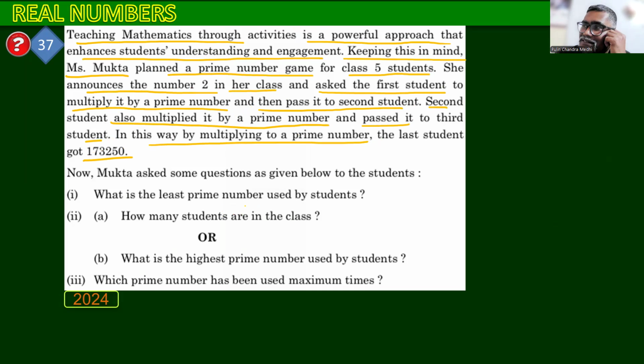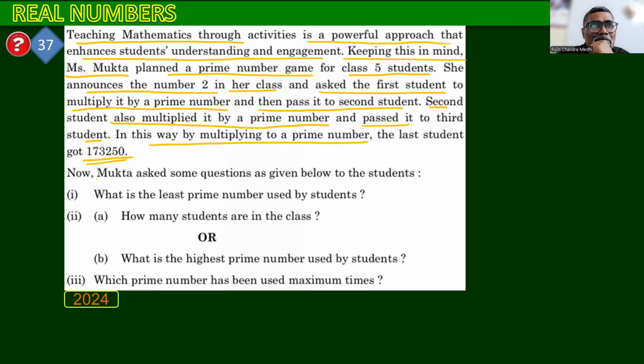Have you understood the process? Suppose I am giving you a number 2. You have to multiply this by any other prime number. Any other means you can multiply by 2 also. It's not told that you cannot multiply by 2. Whatever result you get, you pass it to the next friend. She or he will again multiply by a prime, and the process is continued for the whole class. And they have ended up with 173250.